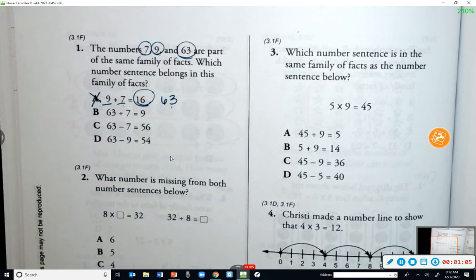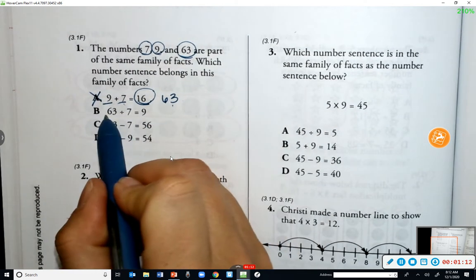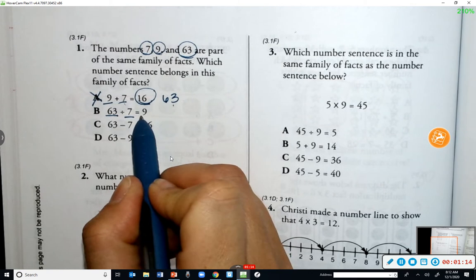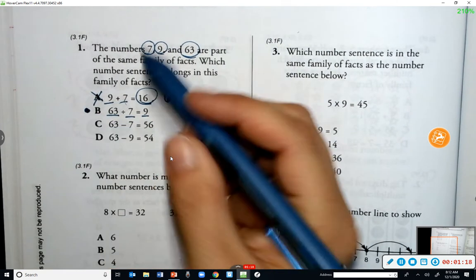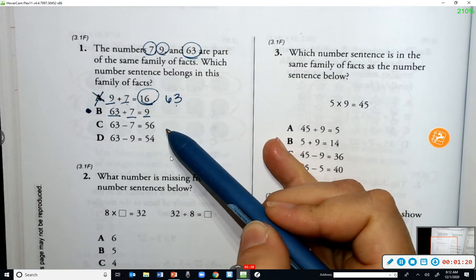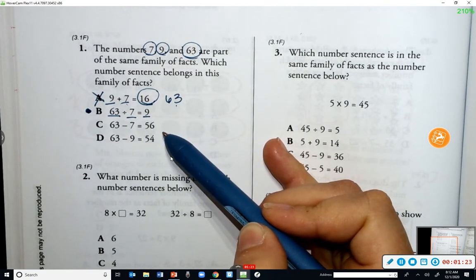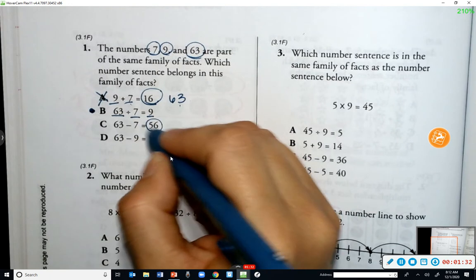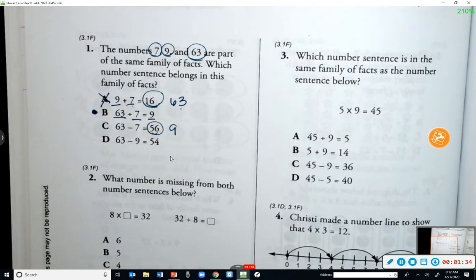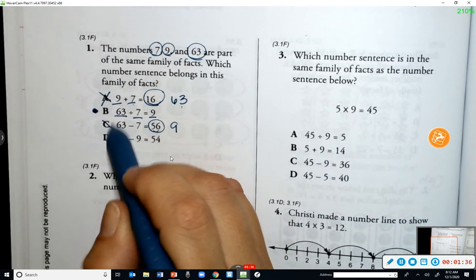Okay, B. 63 divided by 7 equals 9. Correct. It has the 63, 7, and the 9. So this could be the correct answer. I'm going to look at all the other ones. 63 minus 7 equals 56. What was wrong with that one? It had a 7 and 56, but we don't need a 56. It doesn't have a 9. Okay? So C is wrong.